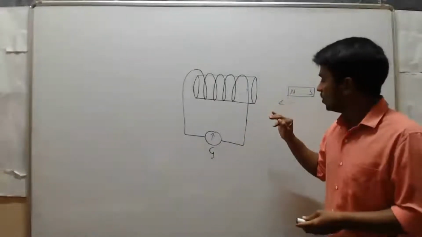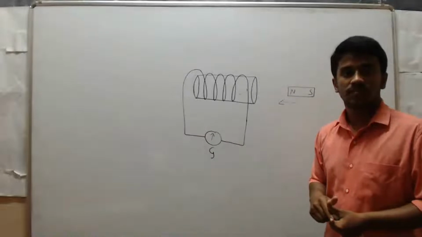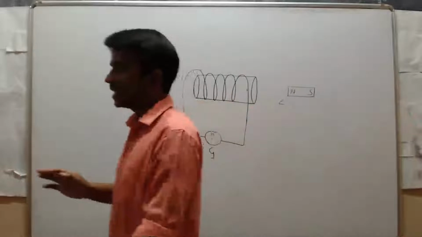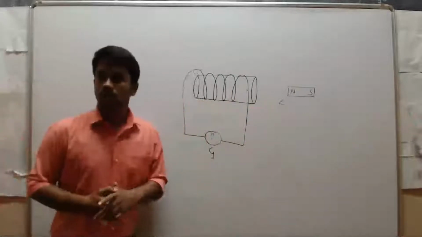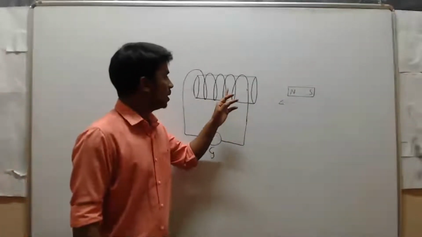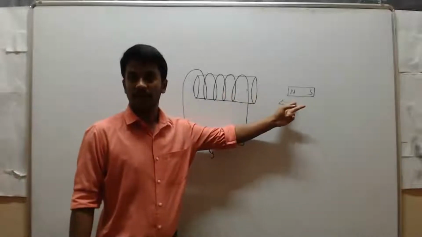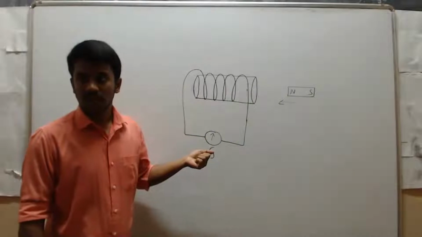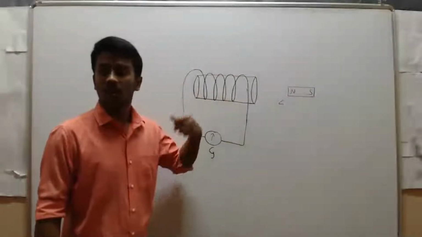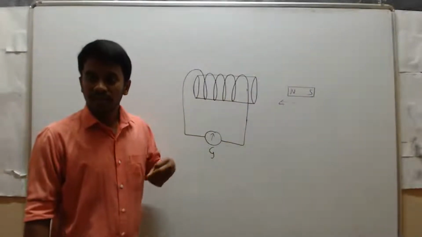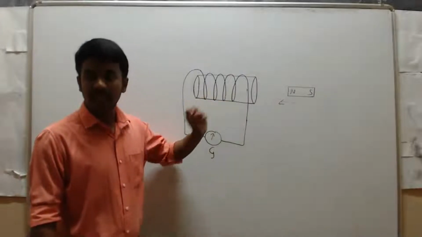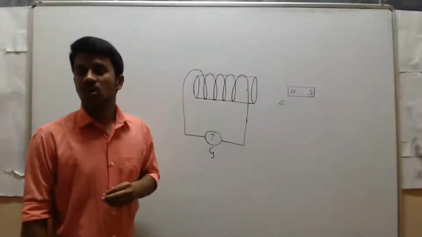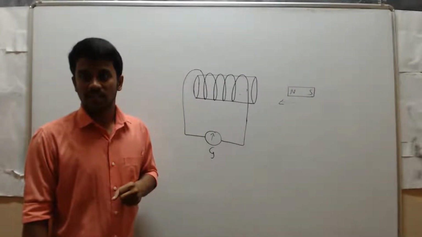So what does it indicate? Clearly we can say that due to the relative motion between the coil and the bar magnet, electric current is induced in the coil. Induced means electric current is generated in the coil. Clear? This process is called electromagnetic induction.